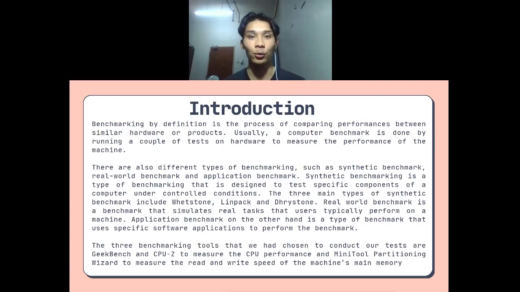The three benchmarking tools that we had chosen to conduct our tests are Geekbench and CPU-Z to measure the CPU performance, and MiniTool Partition Wizard to measure the read and write speed of the machine's main memory.